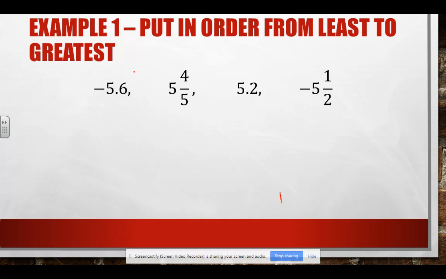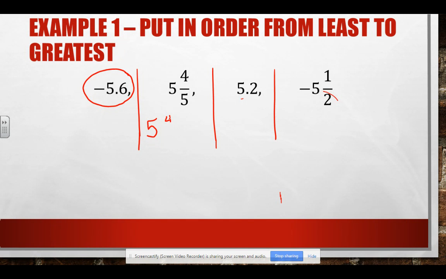When we do this, the first thing that I like to do is separate my numbers. I know that I am going to be converting them all to a decimal. So I'm looking at my first number, negative 5.6. It's already a decimal, looks great. 5 4/5. Last week we talked about ways to convert fractions to decimals.